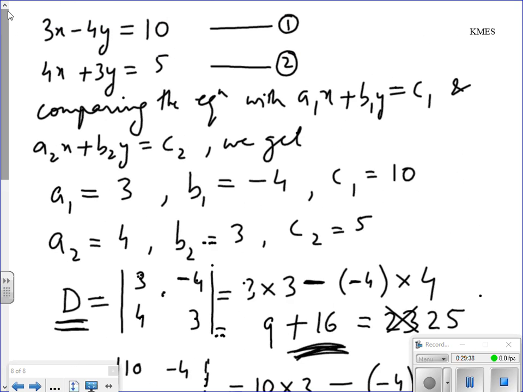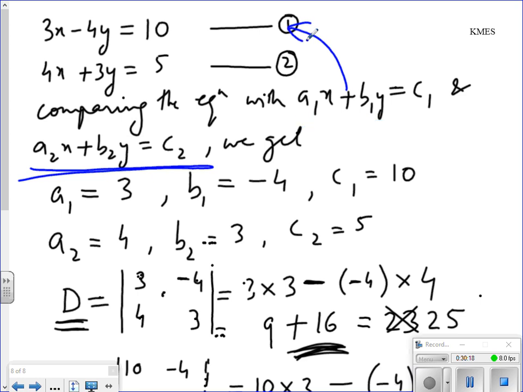Let us just go back over the entire sum. What we had were two equations, 3x minus 4y equal to 10 and 4x plus 3y equal to 5. The two equations were of the form ax plus by equal to c, so we already have them arranged in proper format. We started with the second step, that is comparing the equations with a1x plus b1y equal to c1 and a2x plus b2y equal to c2.